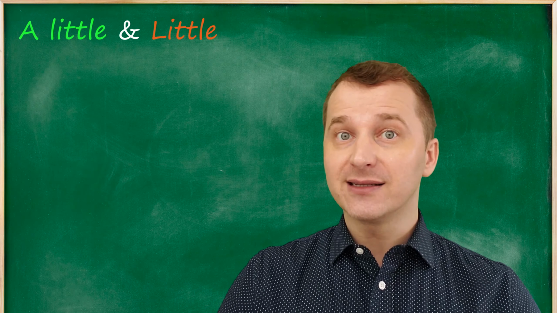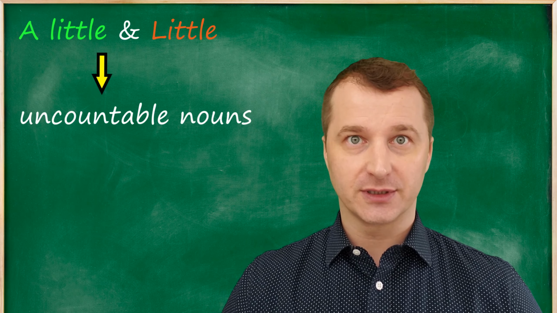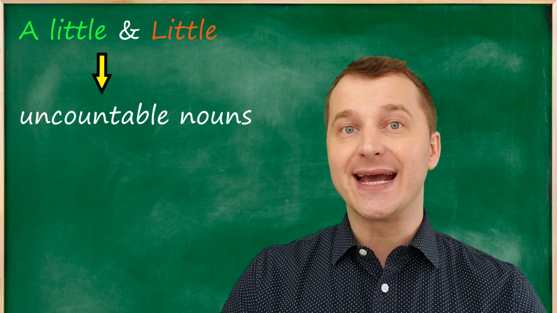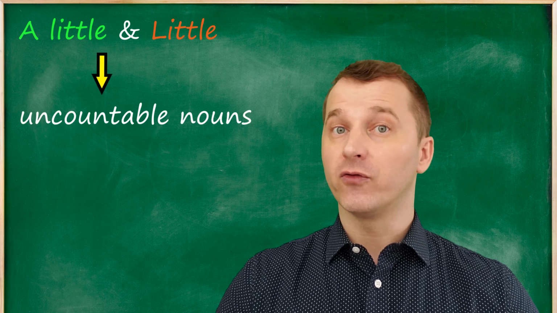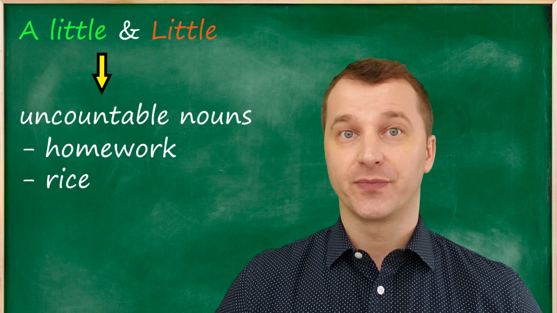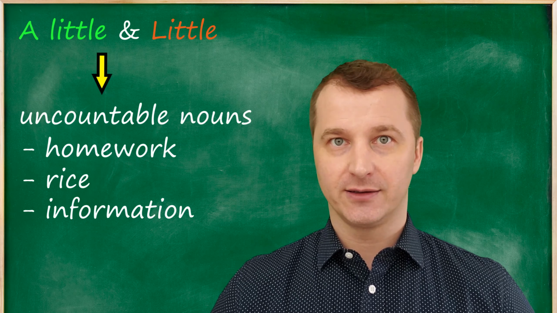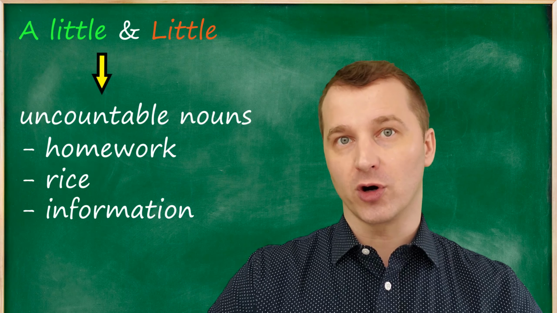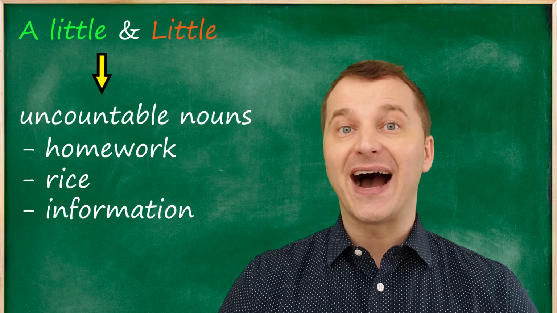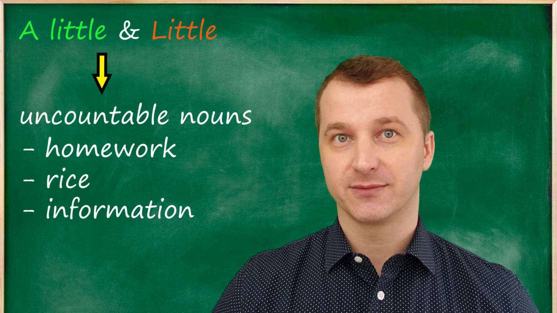A little and little, on the other hand, are used with uncountable nouns, meaning the things that we cannot count. For example, homework, rice, information. We cannot say 4 homeworks, 5 rices, or 6 informations.